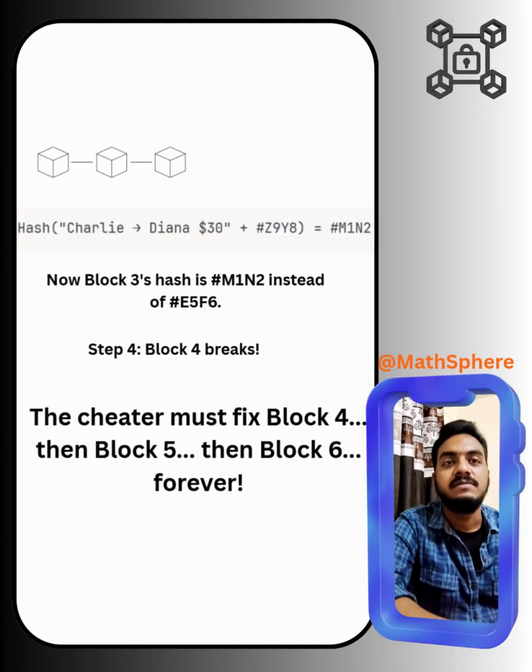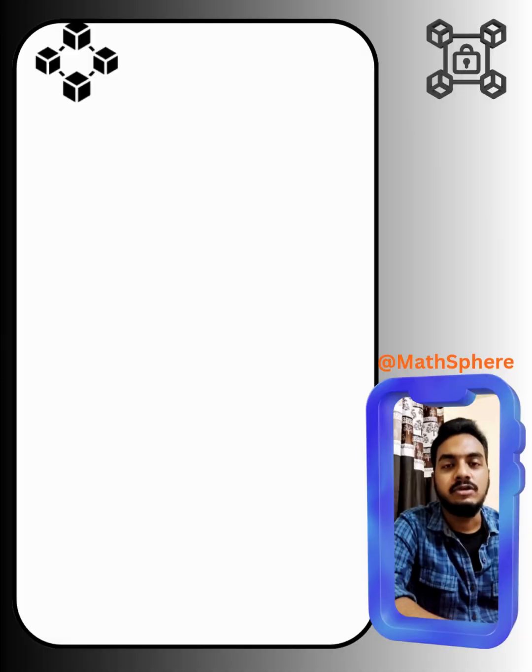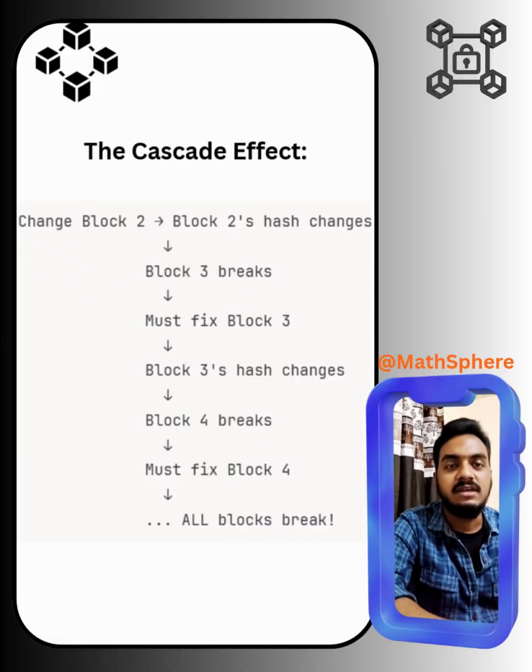This effect of changing block 2, which leads to breakage of block 3, then again fixing of block 3, then block 3 hash will change, then again block 4 will change. Again, you have to fix block 4 and you keep on doing this forever for all the blocks.